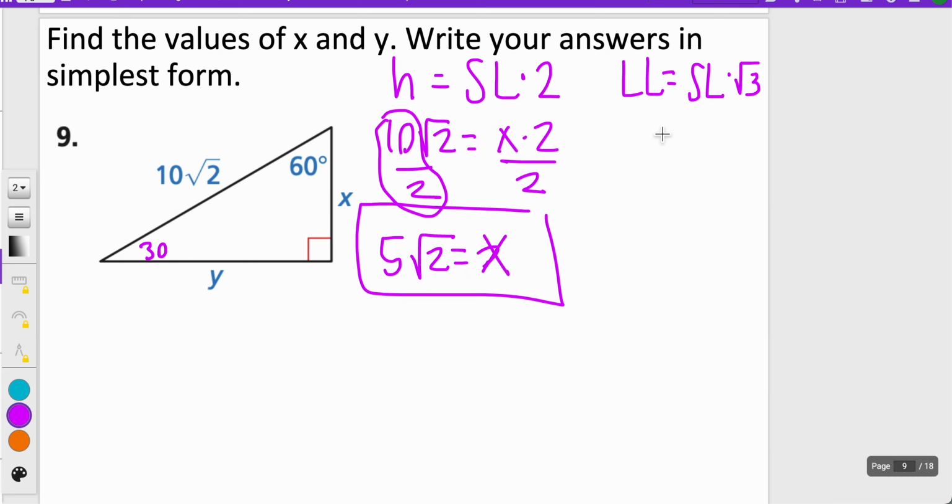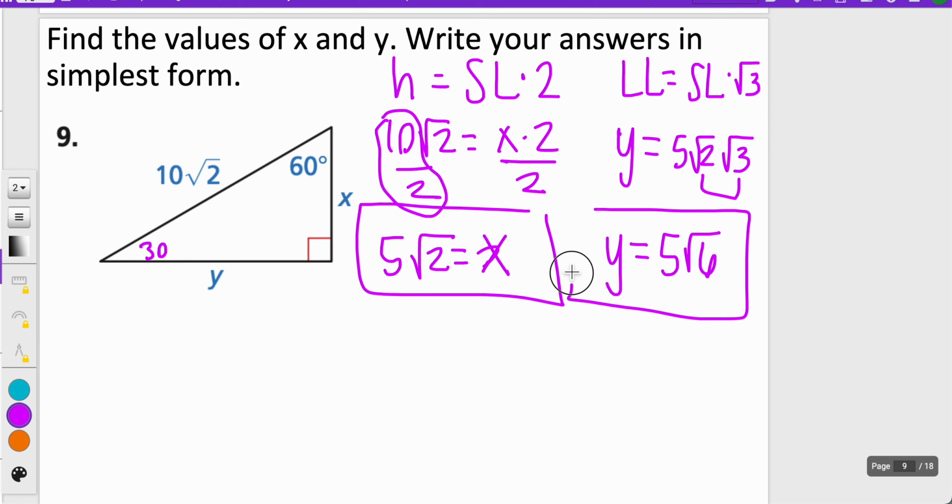And then my y is considered my long leg. So y is equal to short leg, which now I've determined was the x of 5 square root 2, then times square root 3. The only thing I can put together are my two radicals, so y is equal to 5 square root 6. Okay?